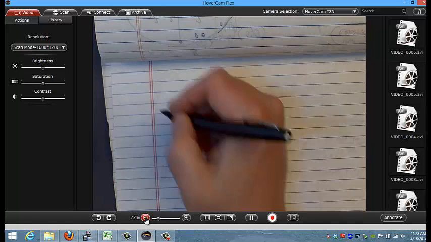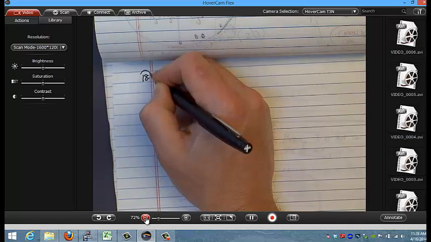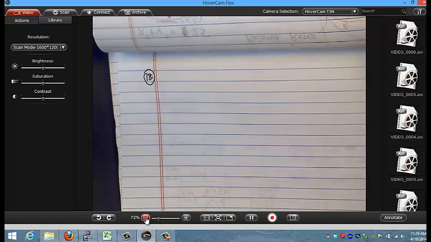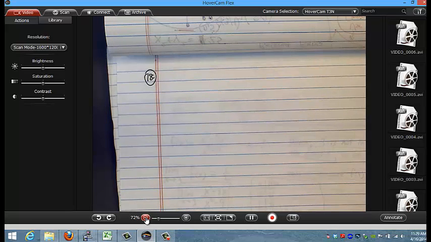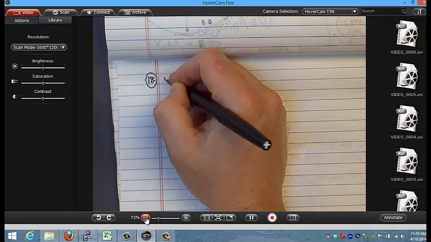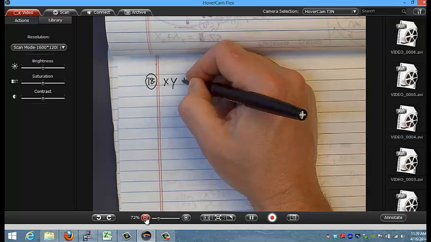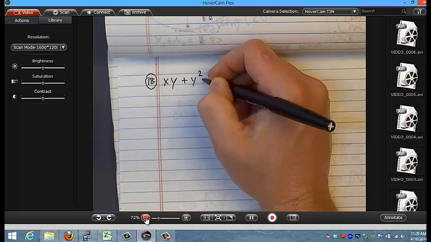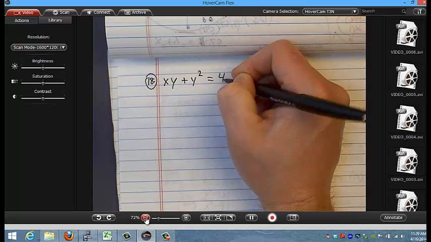I want to show you, now we'll be able to find derivatives of almost anything you could think of. It doesn't have to be a circle. It doesn't have to be a function. And I like problem 18 as an example because this demonstrates a lot of things we've done in calculus. So we have xy plus y squared equals 4.